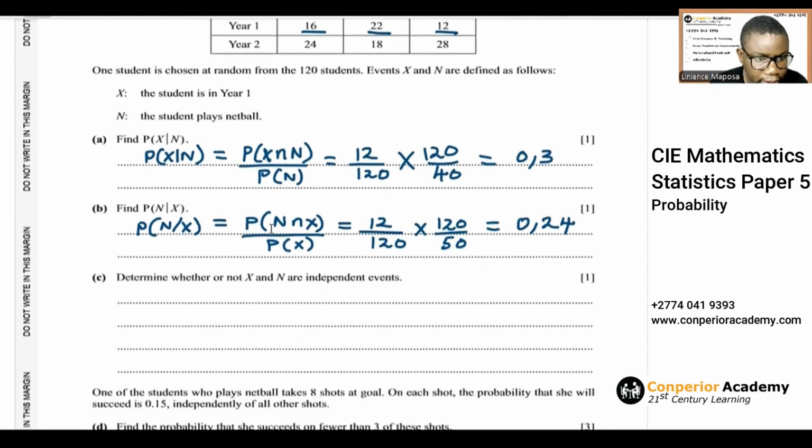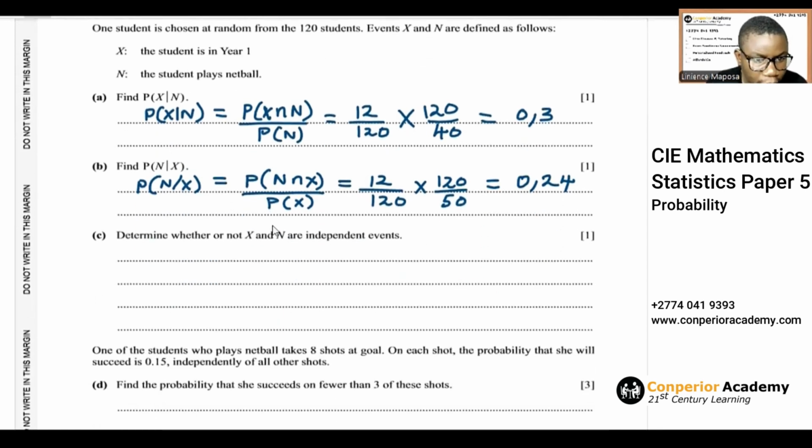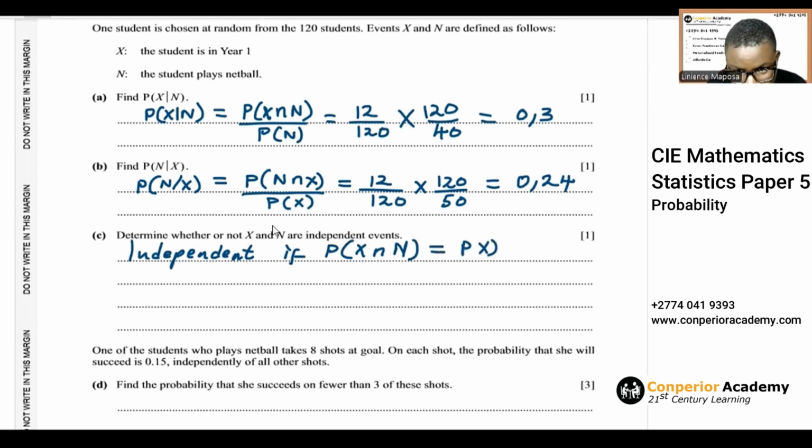Then we move on to the next question. The next question says, determine whether or not X and N are independent events. So this is a test for independence. So I'll say these events are independent if the probability of the intersection of the two is equal to the product of the probabilities. We know the probability of the intersection, we just calculated it, right? So we're going to say the intersection is 12 over 120.